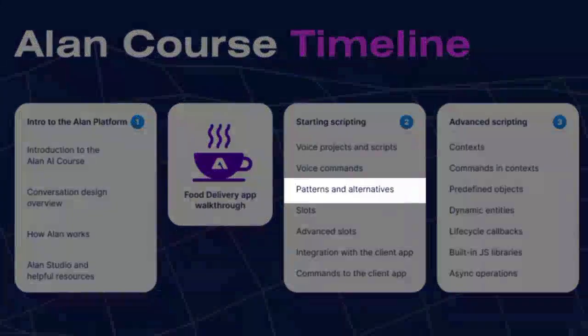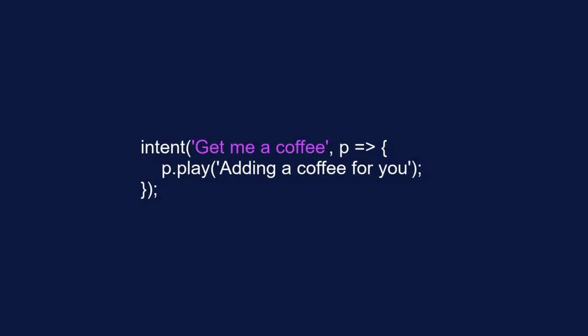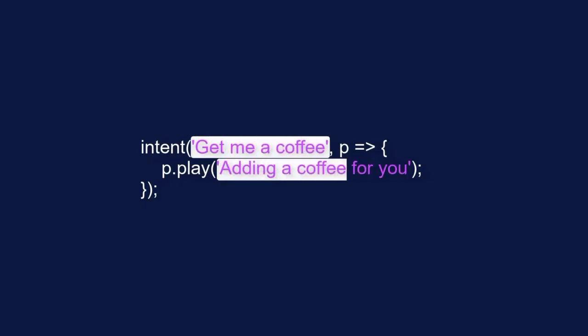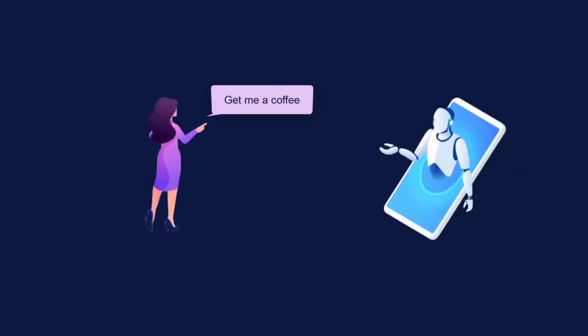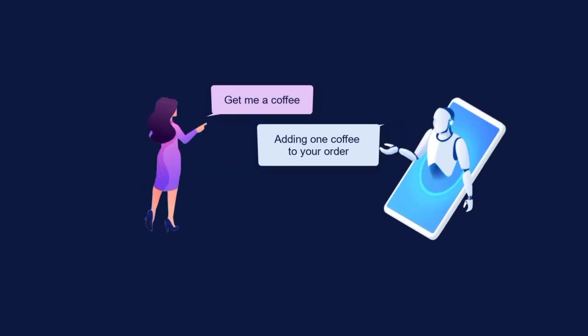Let's talk about patterns and alternatives in voice commands. In Alan voice scripts, the phrase that invokes our command and the phrase with which Alan replies is called a pattern. The command in our script is currently rigid because the voice assistant will reply to you only if you say this exact phrase. When you communicate verbally with other people, you can say the same thing in different ways.